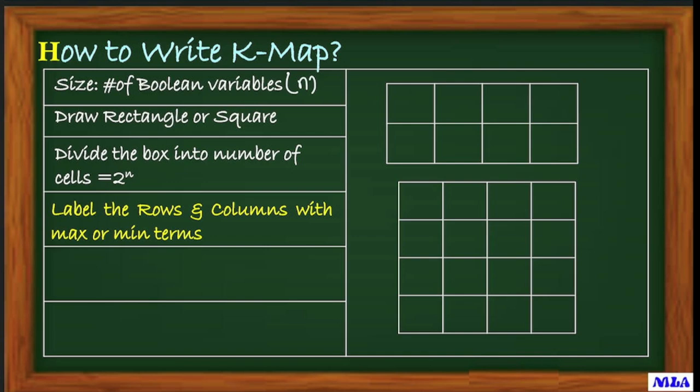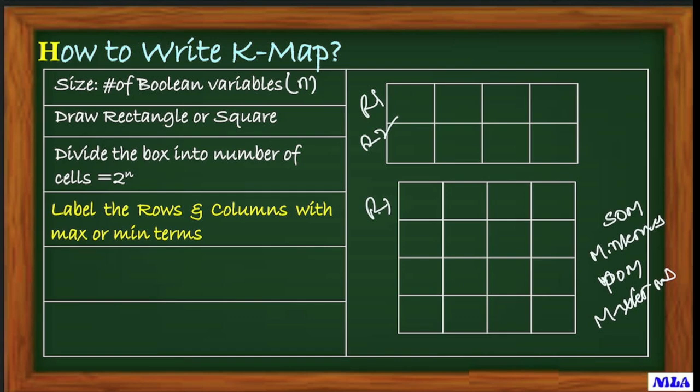Whether to use a max term or min term depends on the given Boolean function. If the given Boolean function is in a sum of min term form, we will use the min terms for labeling the rows and columns. If the given Boolean function is in a product of max term form, then we will use the max terms for labeling the rows and columns. So these are the rows and columns we are talking about. Column 1, column 2, column 3, column 4.